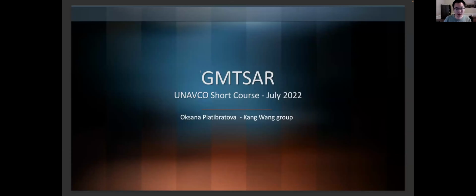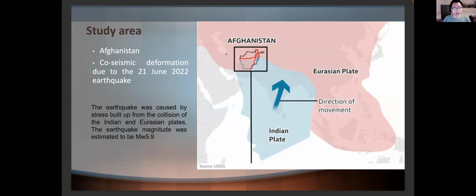So this is another study of using InSAR to look at the deformation associated with an earthquake. The earthquake struck the border between Afghanistan and Pakistan 3 weeks ago, and it caused more than 1,000 deaths, including dozens of deaths in Pakistan as well. The earthquake was caused by the stress buildup from the collision between the India and the Eurasia plates. The USGS registered magnitude was about 5.9, but when we did the modeling, it was around 6.1 or even higher.